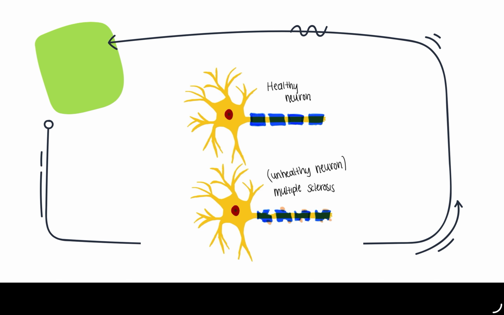A disorder related to this process is multiple sclerosis. In this disease, the myelin sheath is damaged, which slows or blocks signals and can cause muscle weakness and coordination problems.